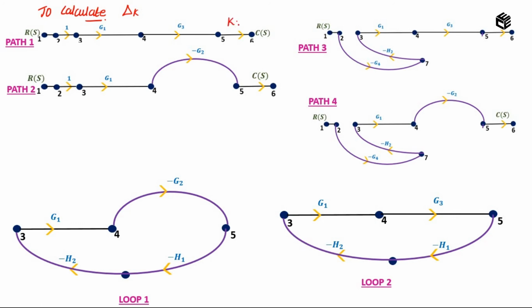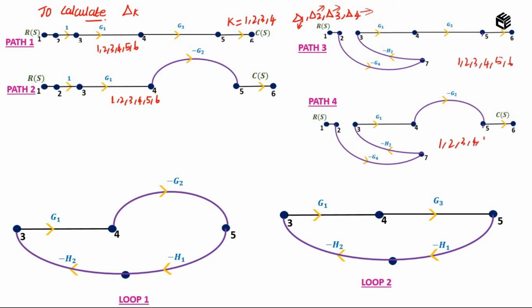Okay. Our next step is to calculate del K. Since the value of K is 4, that is 1, 2, 3, 4, we have 4 del K values, that is del 1, del 2, del 3 and del 4. So del 1 represents forward path 1, del 2 is forward path 2, del 3 is forward path 3 and del 4 is forward path 4. Okay. So I am going to represent the nodes of each path. So here it is 1, 2, 3, 4, 5, 6 and for path 2 it is 1, 2, 3, 4, 5, 6. Similarly for path 3 it is 1, 2, 3, 4, 5, 6 and similarly for path 4 it is 1, 2, 3, 4, 5, 6.